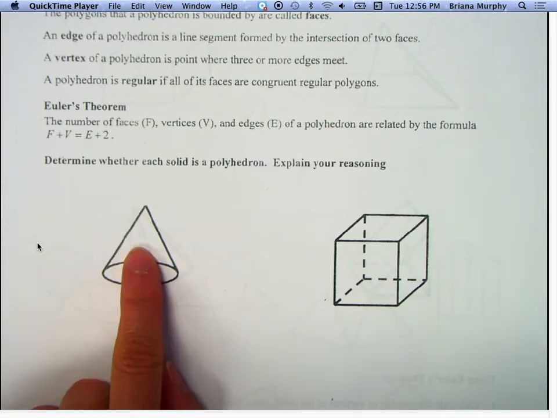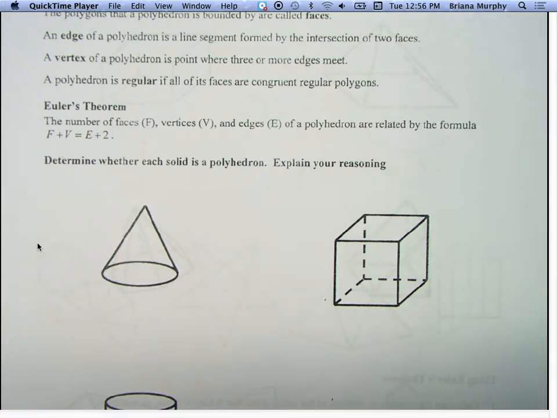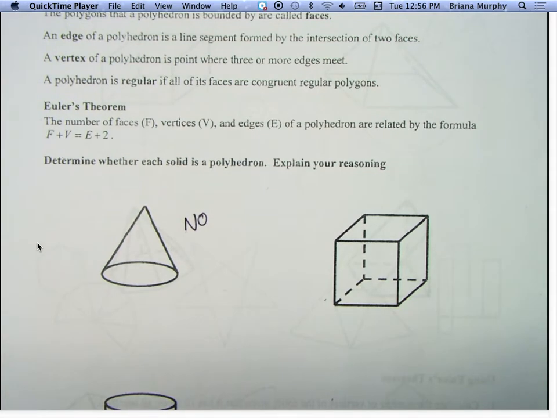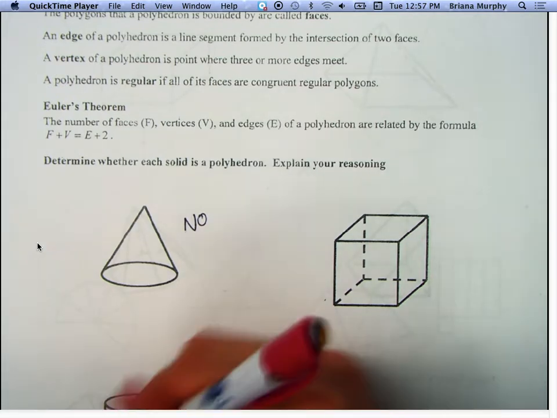So, is this cone a polyhedron, yes or no? No. Why? Because it doesn't have four sides. Well, four sides doesn't matter. What's wrong with a cone? Let's think about what's the definition of a polyhedron. It's a solid that is bounded by polygons that enclose a single region of space. There's no polygon. Right, a circle is not a polygon.